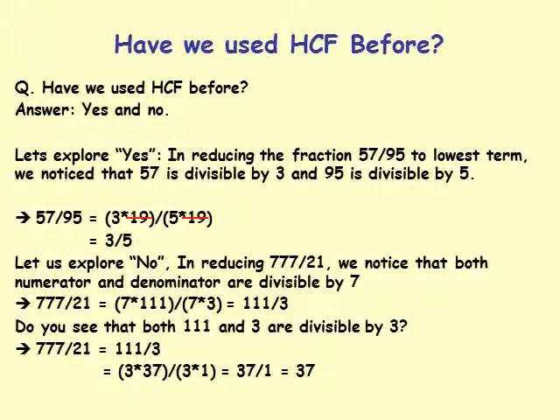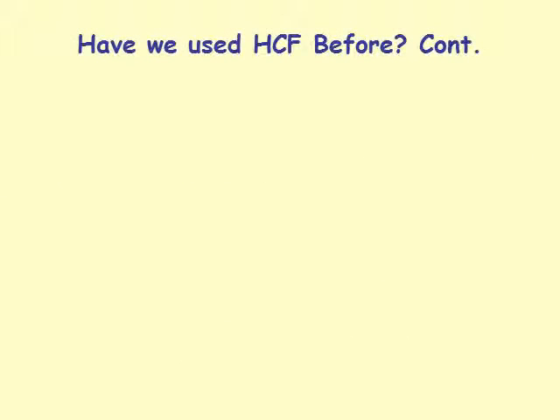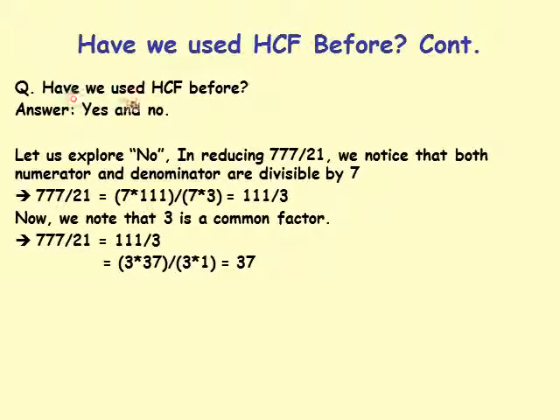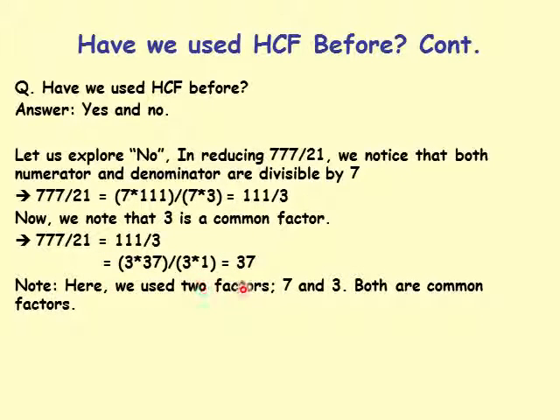Let's continue here. We have already done that: 777 divided by 21 is 37. Now here we used two factors, 7 and 3. We divided by 7 to get 111 divided by 3. Then we divided both the numerator and denominator by 3 to get 37. So we have two factors, 7 in the first step and 3 in the second step, and both are common factors.